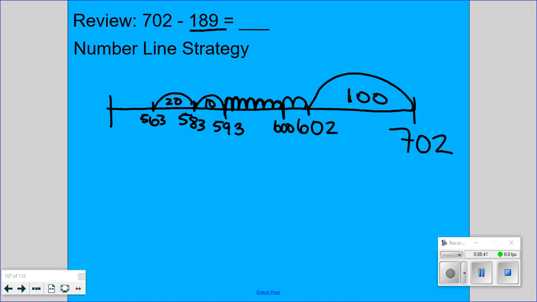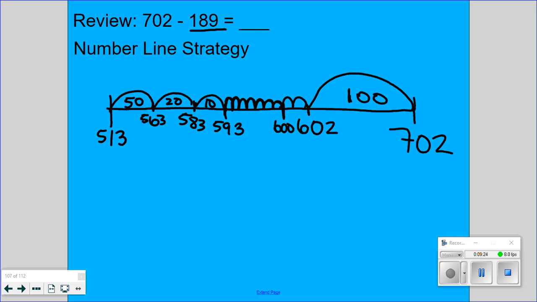Ariana? 50. You want to do a jump of 50? Yeah. Okay. Where am I at now? 513. Beautiful. 513. Love it. That is 702 take away 189. But wait! We also said the distance between 702 and 189.